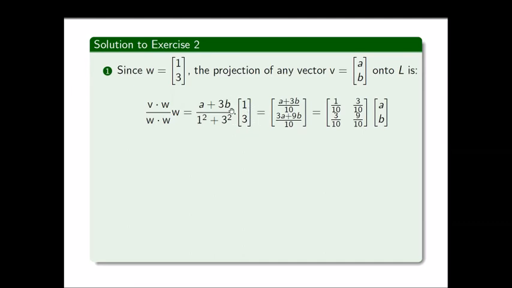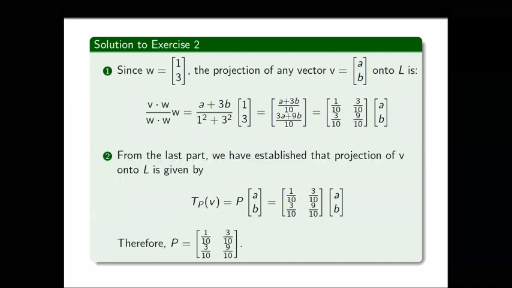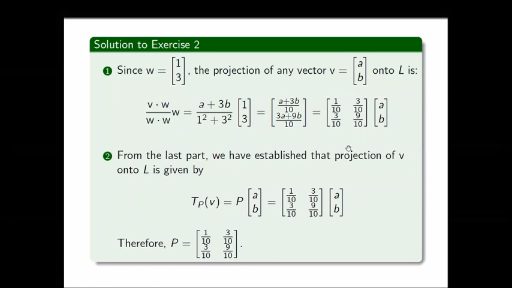Now, this becomes A plus 3B over 10, and we multiply this scalar on the inside. So we get (A plus 3B) over 10 and (3A plus 9B) over 10. Now note that this vector can be rewritten as a product of the vector V given by entries A, B and a matrix with entries 1 over 10, 3 over 10, 3 over 10, 9 over 10. And it turns out that the matrix we are looking for, corresponding to the linear transformation, is actually this matrix given by entries 1 over 10, 3 over 10, 3 over 10, and 9 over 10.